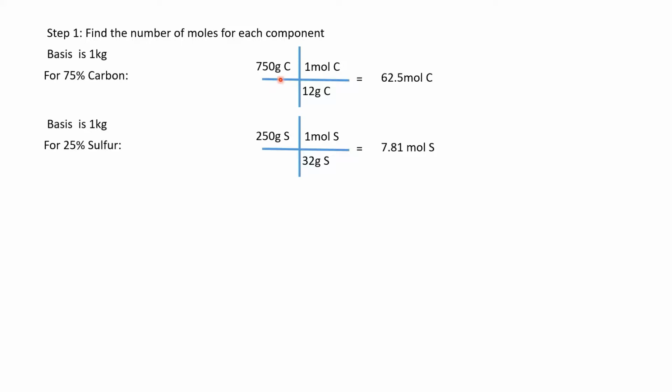and in this case it's 750 grams because our basis was 1 kilogram, so 1 kilogram is 1,000 grams. We multiply that by our atomic mass of carbon to get the number of moles per carbon, just like we did on the previous sequence. So 62.5 moles of carbon. Again, our basis is 1 kilogram, and we have 25% sulfur now, so that gives us 250 grams of sulfur, and that gives us a total number of moles of sulfur of 7.81 moles of sulfur. Hooray! So now we have 62.5 moles of carbon, 7.81 moles of sulfur.